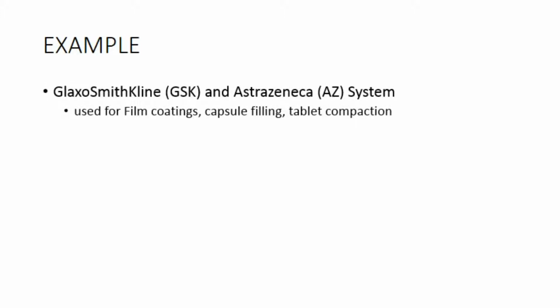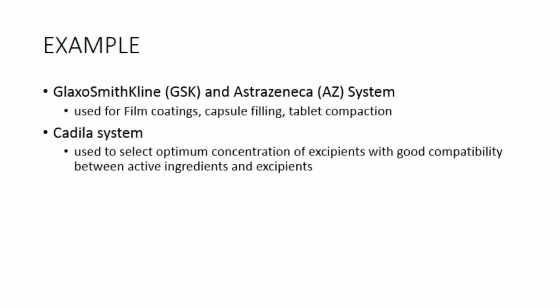Here are some examples of pharmacy expert systems: GlaxoSmithKline and AstraZeneca, which stands for GSK and AZ, an intelligent system by GlaxoSmithKline and AstraZeneca. This system is used for film coatings, capsule filling, and tablet compaction. The Cadilla system by Cadilla Laboratories of India is used to select optimal concentration of excipients with good compatibility between active ingredients and excipients.